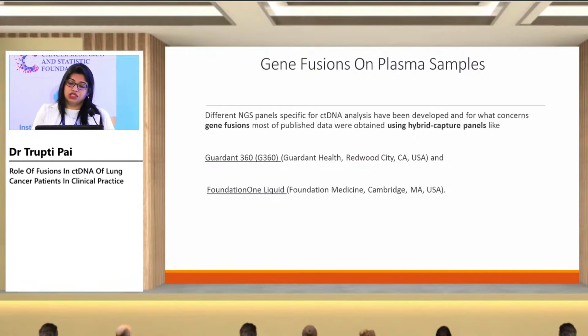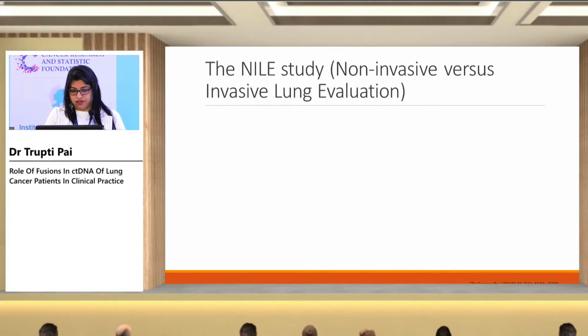So coming to the gene fusions on plasma samples. In our lab, we are not doing gene fusions on the plasma samples, so whatever I will be showing is the data which is published in the literature. Different NGS panels have been used, mostly hybrid capture panels. The majority of the studies make use of Guardant360 and FoundationOne Liquid. Both these panels are hybrid capture. They have around 70 genes, covering SNVs, copy number variations, and fusions in approximately 6 genes. Also, they have some indel analysis in some of these genes.